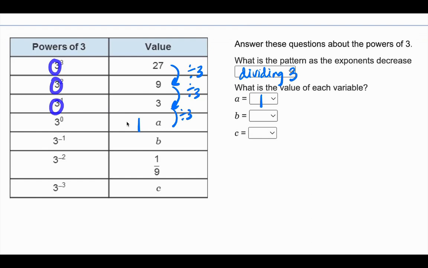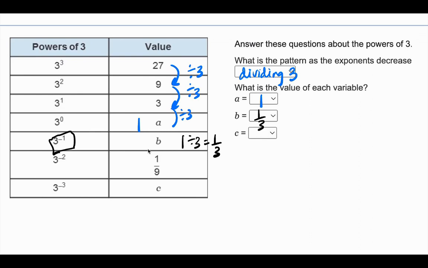Okay, so they're all 3. So that's what we're dividing by. So then we have 1. If a equals 1, then what's going to happen? Well, the pattern should continue, right? The pattern should then say, well, 1 divided by 3, which equals 1/3. So 3 to the negative 1 is equal to 1/3.